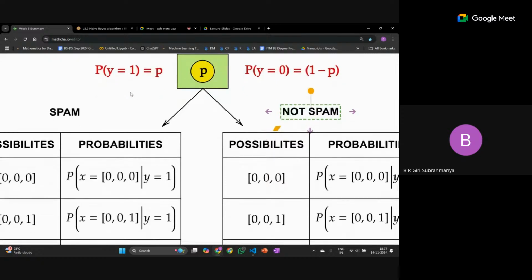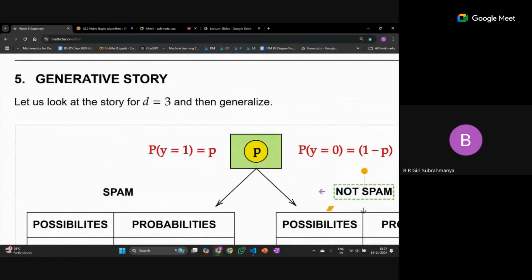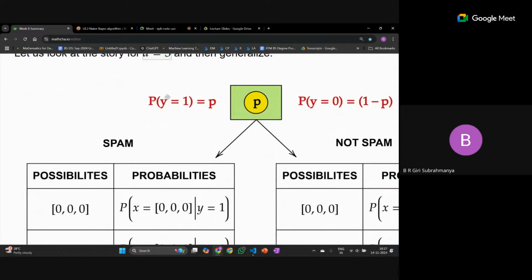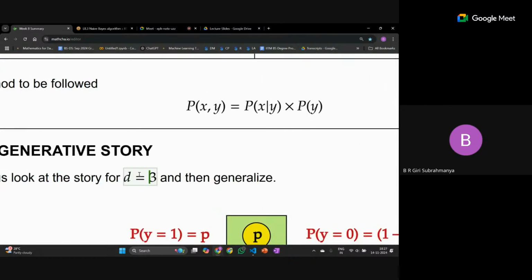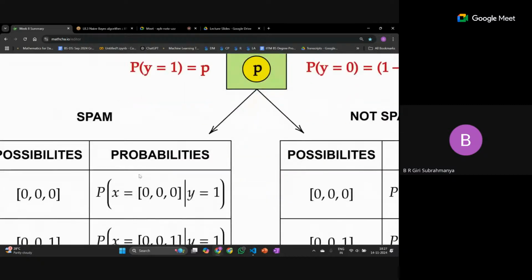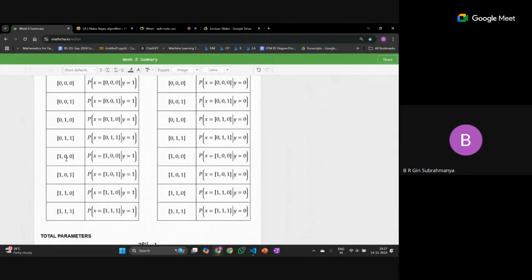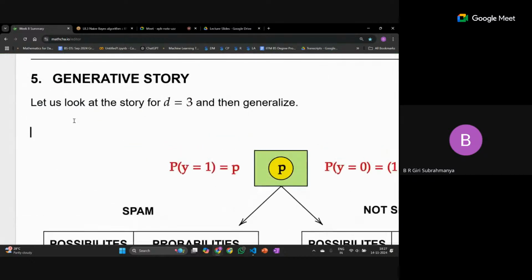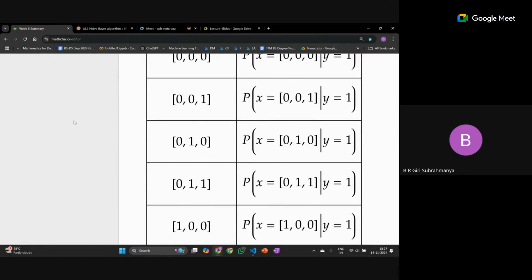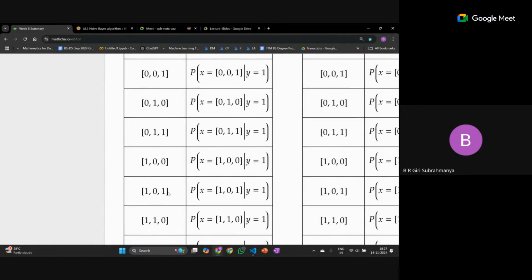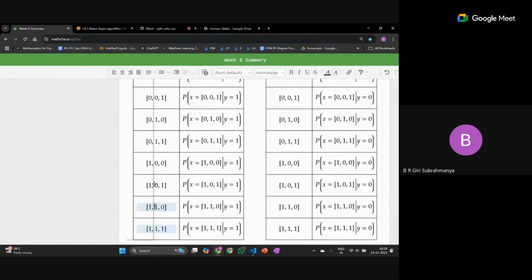Now we have 3 features. If you have 3 features, then what are all the possible emails? These 3 features correspond to 3 words: word 1, word 2, word 3. So how many ways can you combine the words? There are 8 ways to combine. Every word can be present or not. For the first word, there are two possibilities, for the second word two possibilities, and for the third word two possibilities. So 2 into 2 into 2 is going to give you 8. What are the possibilities? 000, 001, 010, 011, 100, 101, 110, and 111. So these are the 8 possibilities.